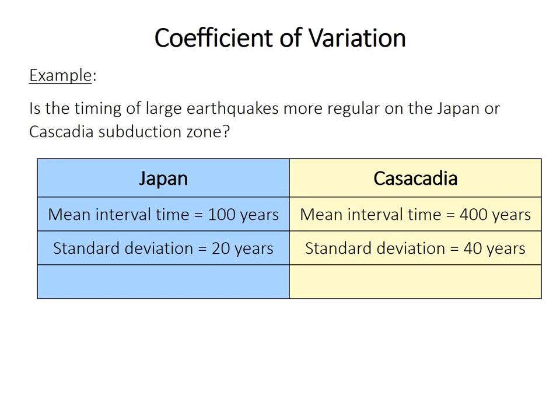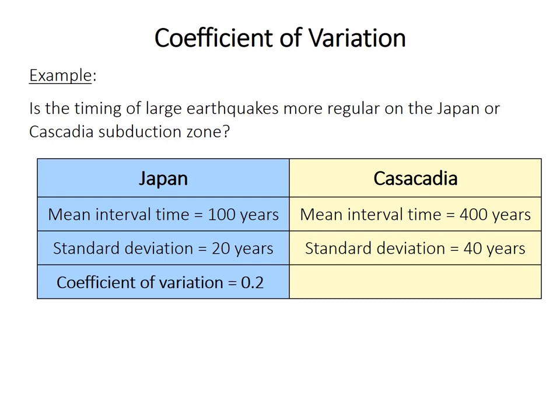So it looks like the Japan subduction zone is more regular, less variable, has a lower standard deviation, but also notice that the means are quite different. And so if that difference is important, which in this made-up data it is, we would then calculate the coefficient of variation instead, so standard deviation divided by mean.